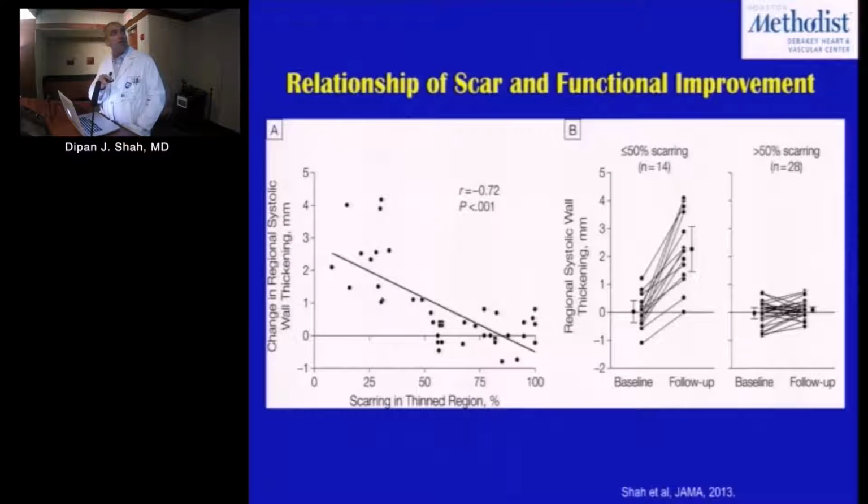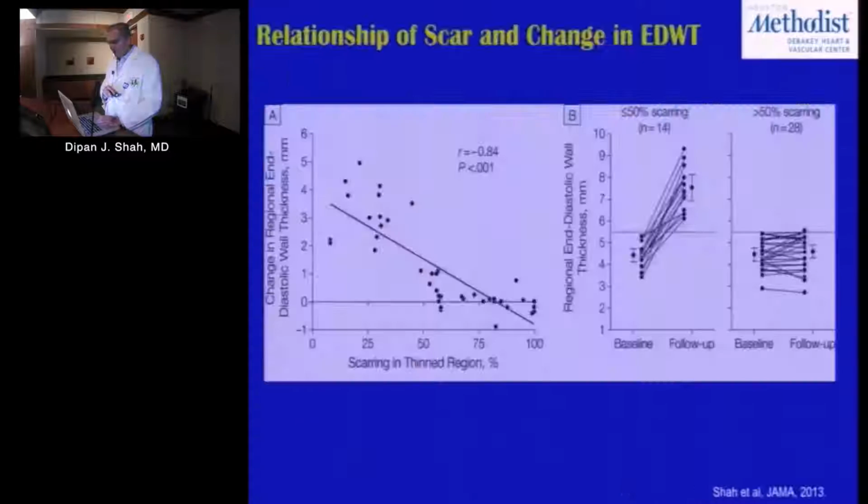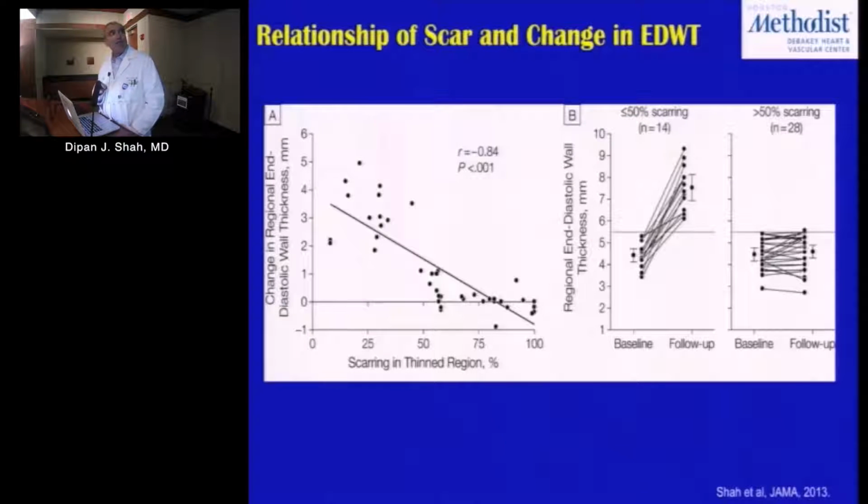And then this was just the data that we put together. We looked at a series of patients that presented with wall thinning that went on to get revascularized. And what you find is that if you look at functional improvement, for those patients who have less than 50% hyperenhancement within their thinned area, you actually see a pretty significant improvement in systolic wall thickening after revascularization, whereas for those patients with more than 50% hyperenhancement within the thinned area, the change in systolic wall thickening is almost nothing.